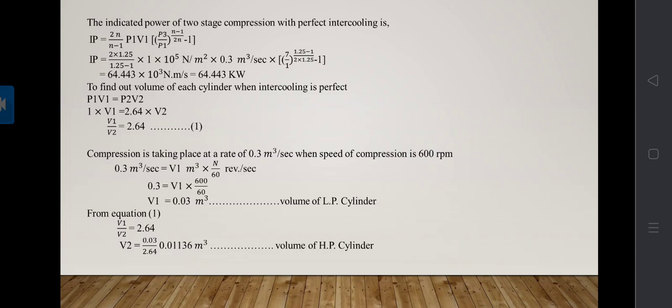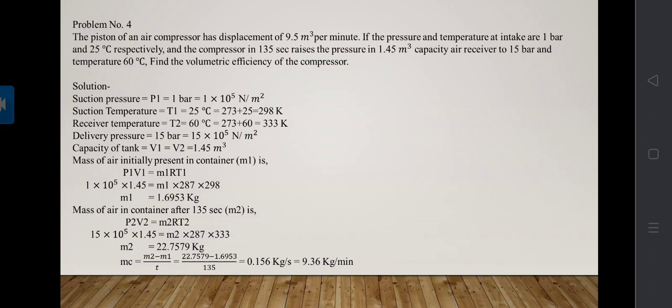Okay, by using equation 1, that is V1 upon V2 is equal to 2.64, we calculate the value of V2 is equal to 0.01136 meter cube for the high pressure cylinder. Okay, now we see the next problem number 4.